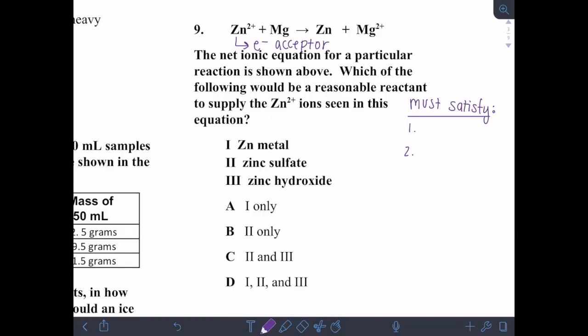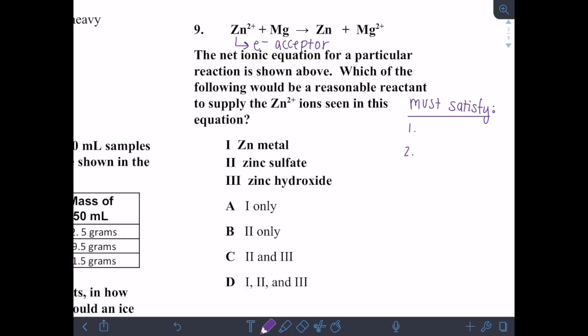The net ionic equation for a particular reaction is shown above. Which of the following would be a reasonable reactant to supply the zinc 2+ ion seen in this equation? In this equation, we have zinc 2+ reacting with magnesium to create zinc solid and magnesium ions.